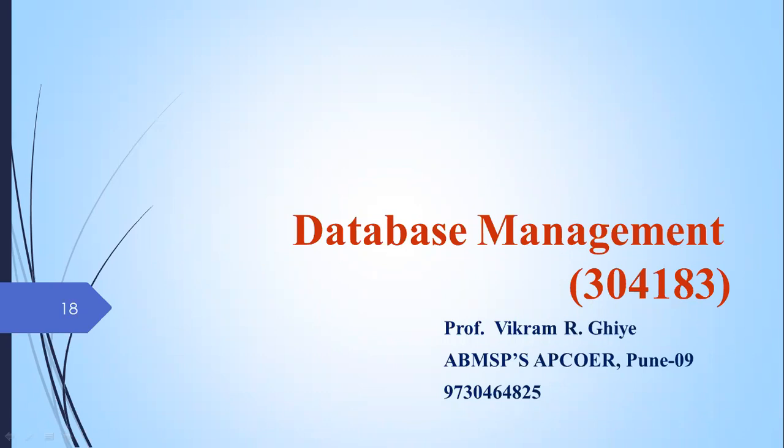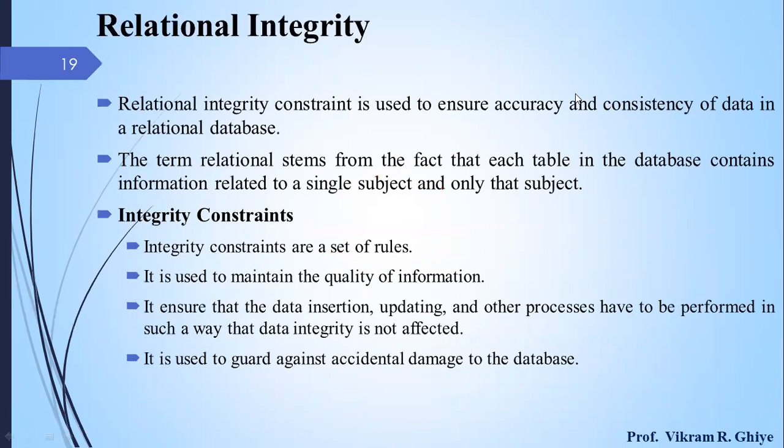In the second session, we are going to start with a new topic. The topic for the second session is relational integrity. In this topic, we are going to see some constraints in relational integrity. A relational integrity constraint is used to ensure the accuracy and consistency of data in a relational database.